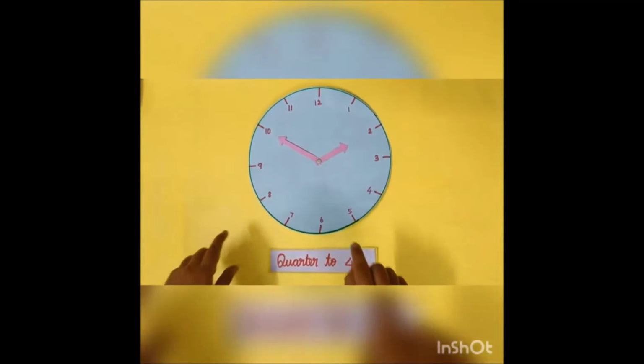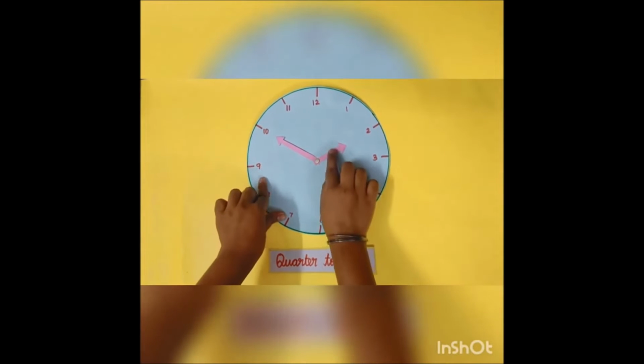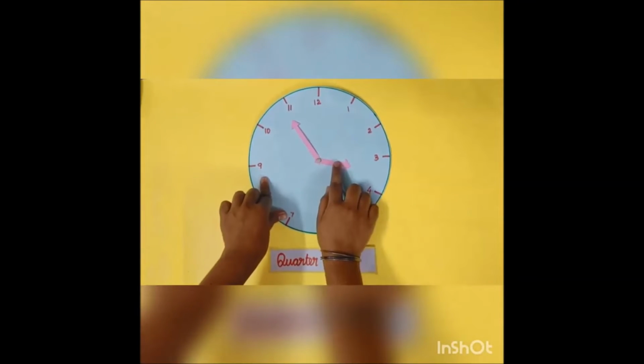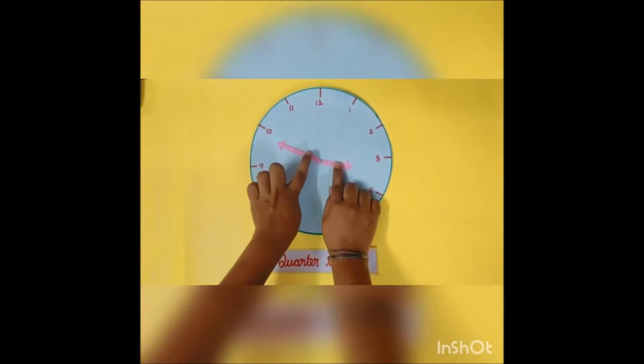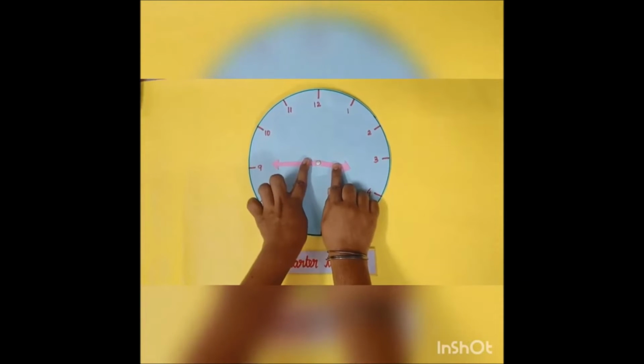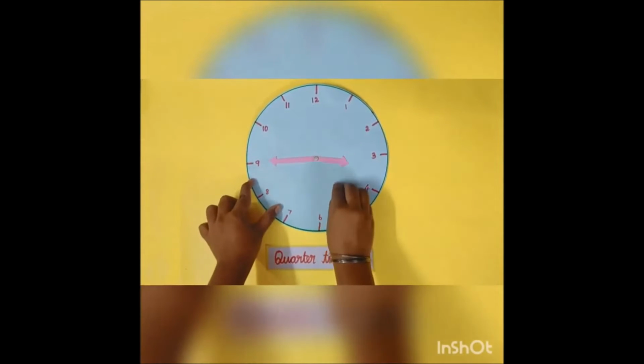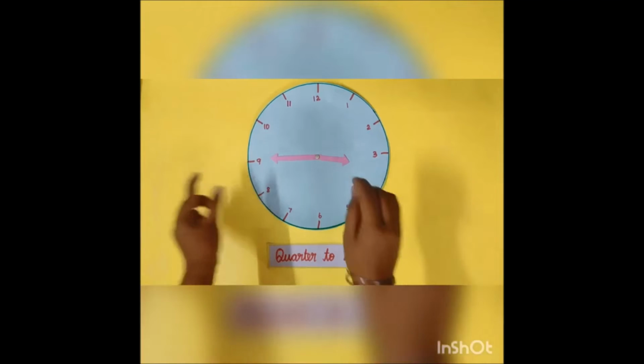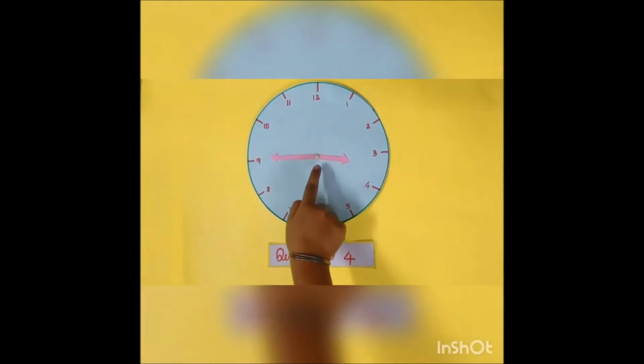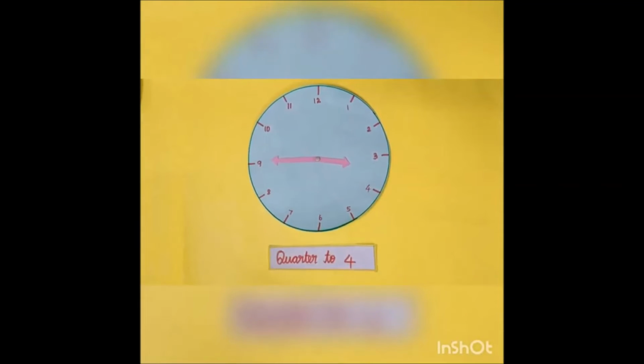So shall we place, children? The short hand should be pointing towards 3 and the long hand should be pointing towards 9. See here, this is quarter to 4, or 3 hours 45 minutes.